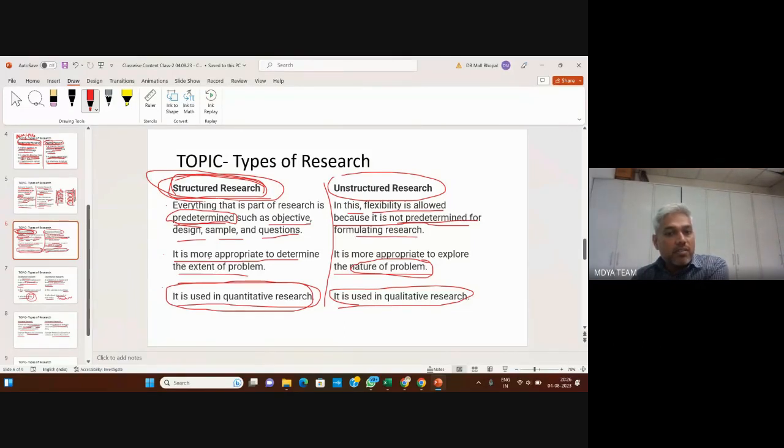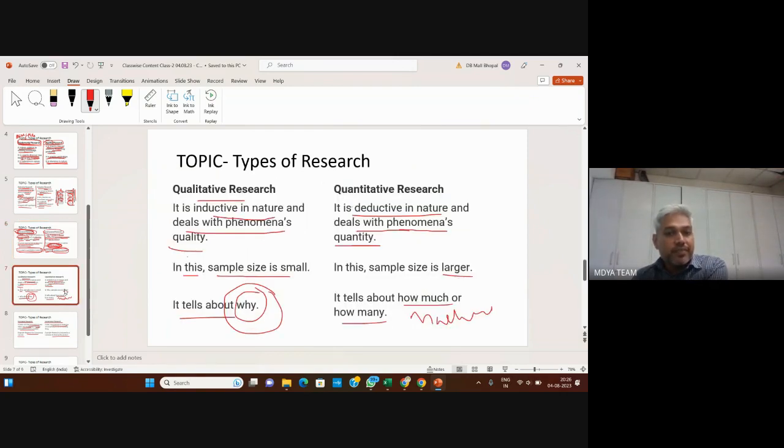Structured research is more appropriate to determine the extent of the problem, and unstructured research is more appropriate to explore the nature of the problem, right? Nature of the problem. It is used in quantitative research, it is used in qualitative research. After that, qualitative research and quantitative research.